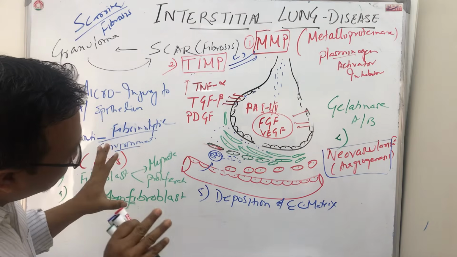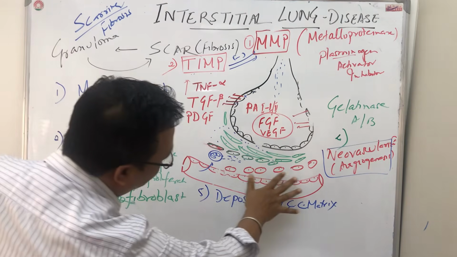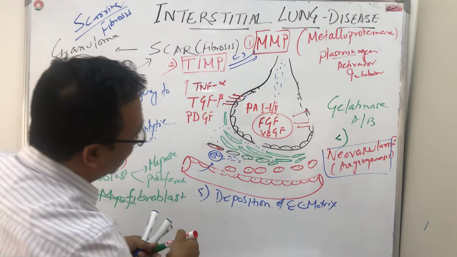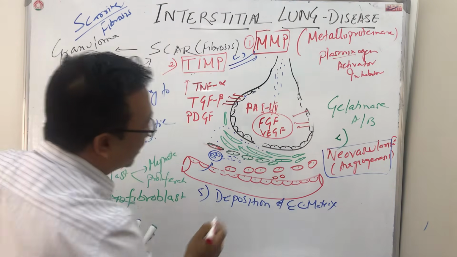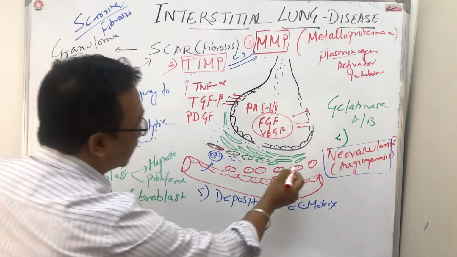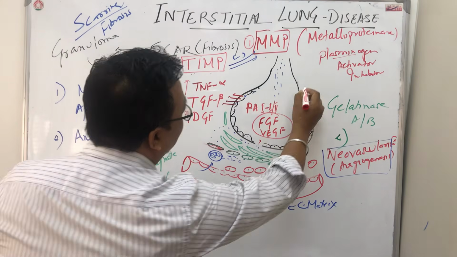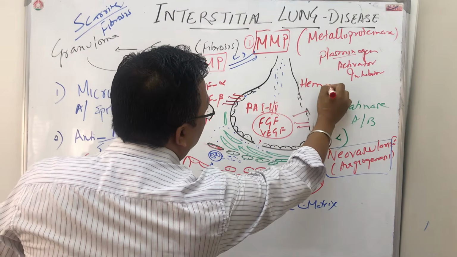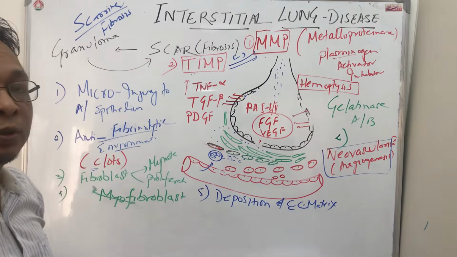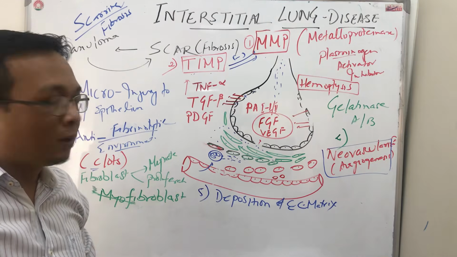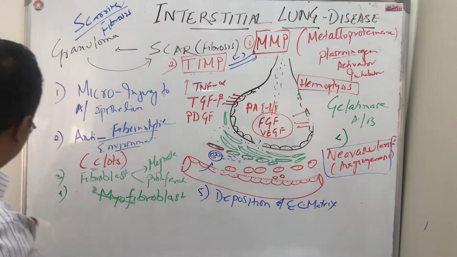So if you know the pathophysiology of interstitial lung disease, now you see lots of new blood vessels are forming here, and these new blood vessels have damaged endothelium. So this is one factor by which blood may sometimes ooze out and it can result in hemoptysis, which is also one part of the clinical features of interstitial lung disease.